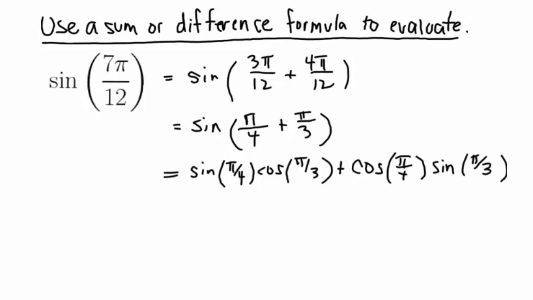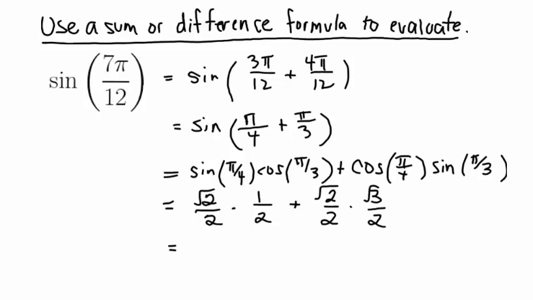Applying our addition formula, we'll get sine of pi by 4 times cos of pi by 3 plus cosine of pi by 4 times sine of pi by 3. We can go ahead and evaluate all of these. Sine of pi by 4 is root 2 over 2. Cosine of pi by 3 is 1/2. Cosine of pi by 4 is root 2 over 2. And sine of pi by 3 is root 3 over 2.